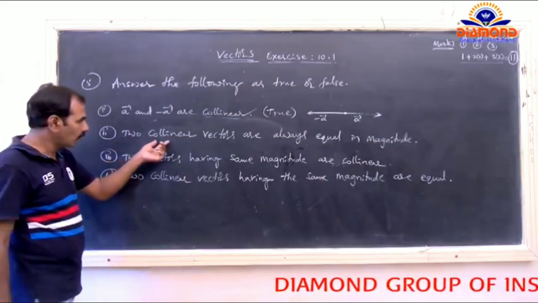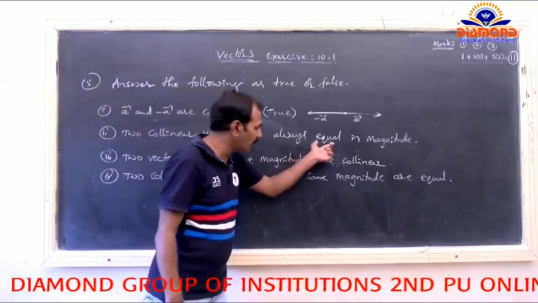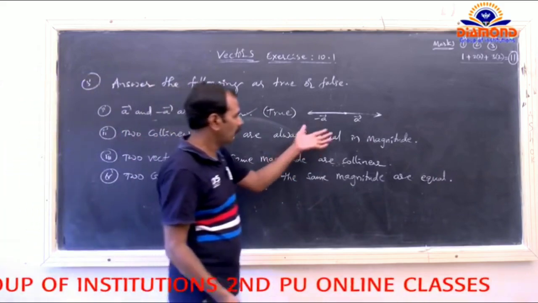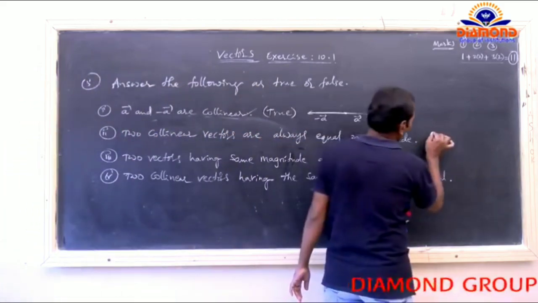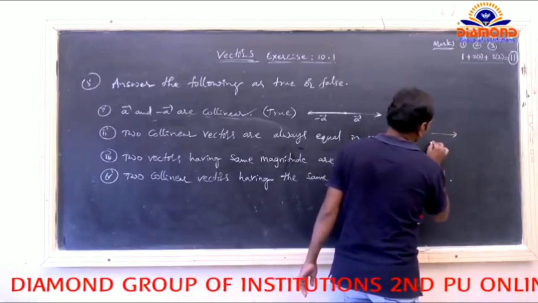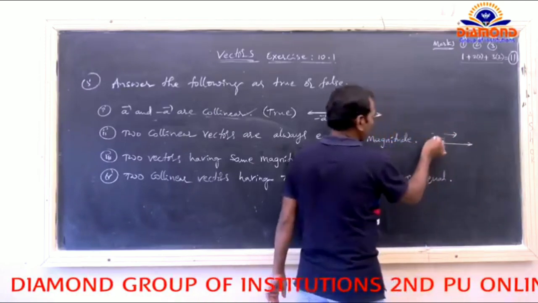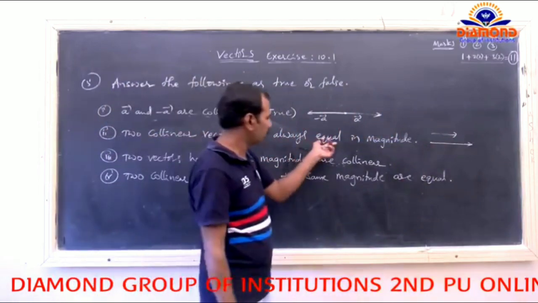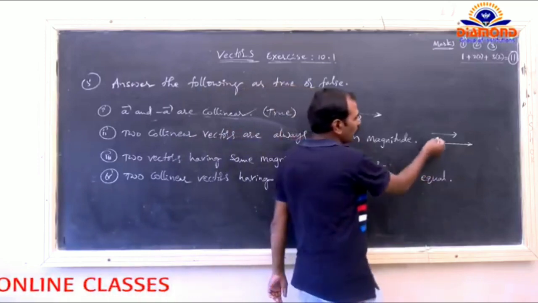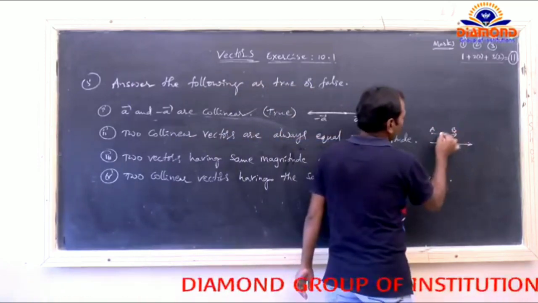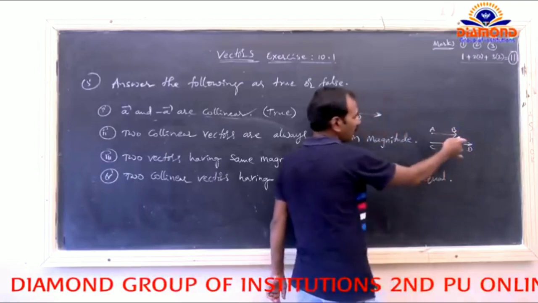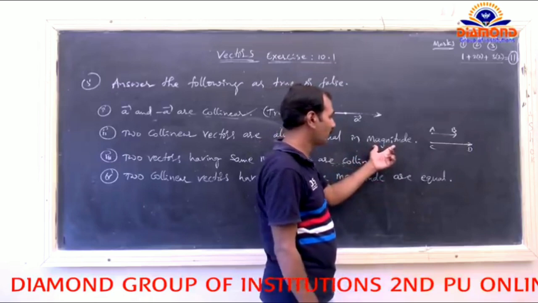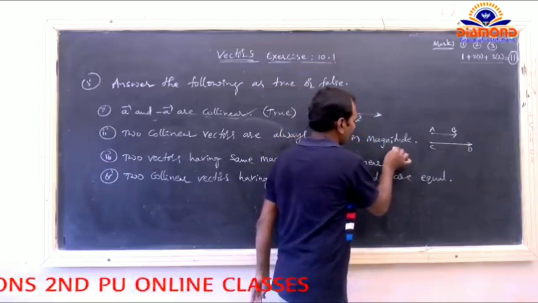Right. Two collinear vectors are always equal in magnitude. So two collinear vectors means, for example, two vectors like this. Two vectors are collinear. Two collinear vectors are always equal in magnitude. These both are A, B and C, D. Both vectors are collinear but not same magnitude. So that's why it is false.